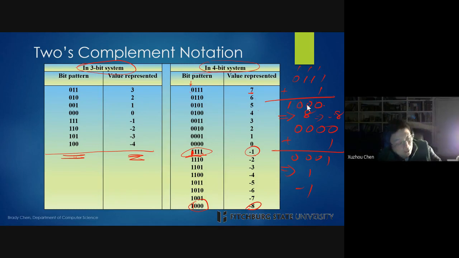Now you can build an 8-bit system, 2's complement notation with 8 bits, but that table is much longer because you can represent a bigger range. For 3 bits, you can represent numbers from 3 to -4. For 4 bits, from 7 to -8.